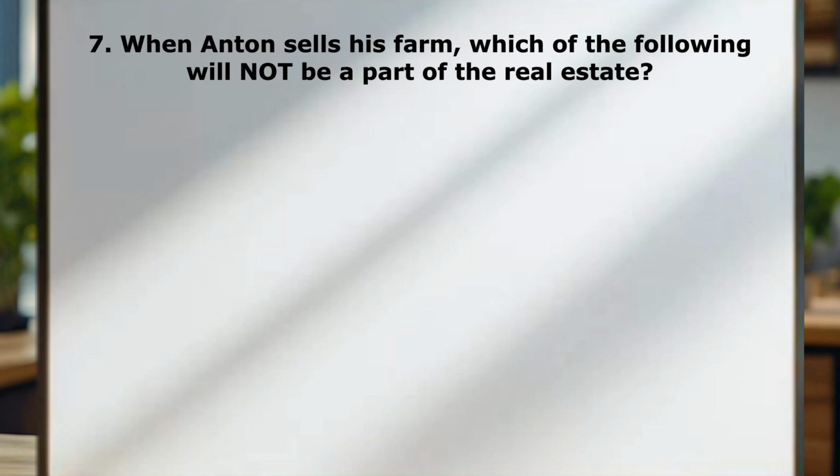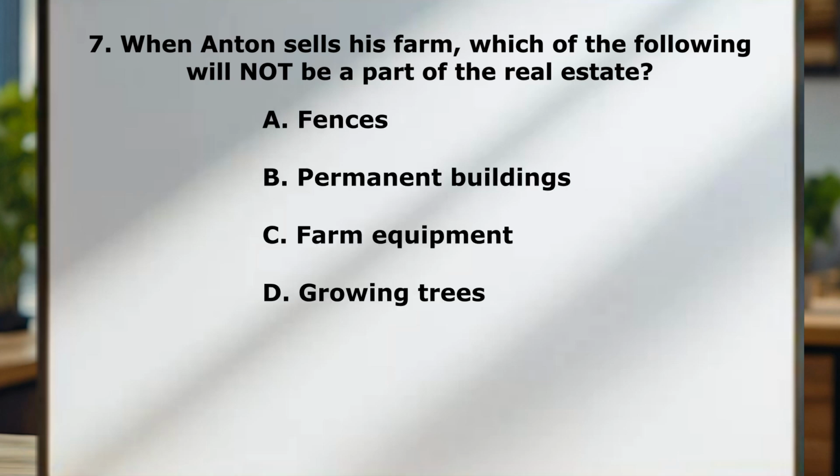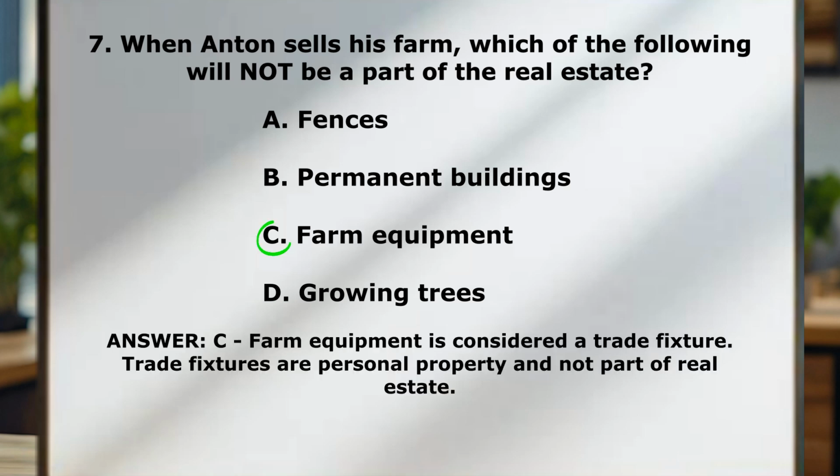Remember, we've got to make sure we read these questions carefully. We've got that big, bold "not" in there. A. Fences. B. Permanent buildings. C. Farm equipment. D. Growing trees. The answer is C. Farm equipment. This is considered a trade fixture. Trade fixtures are personal property and not a part of real estate.